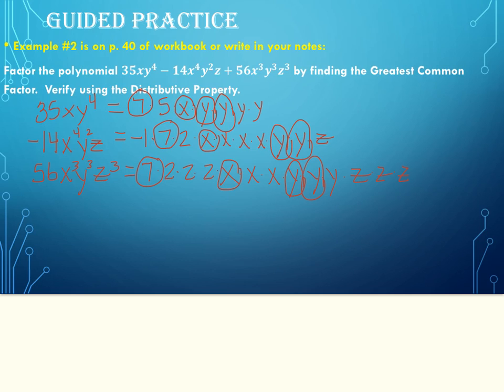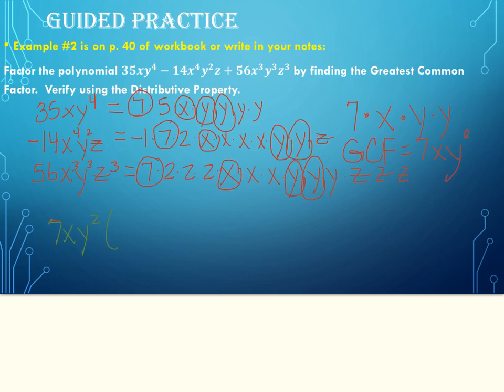So what do we have left? Everyone has a 7. Everyone has an x, and everyone has 2 y's. So your greatest common factor is going to be 7xy squared. So we'll take 7xy squared and divide it out.